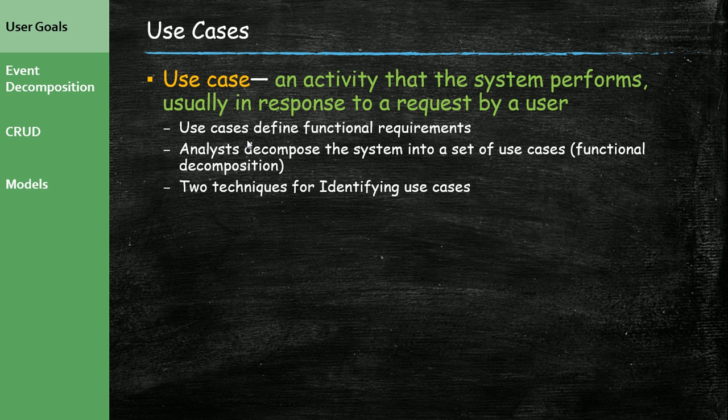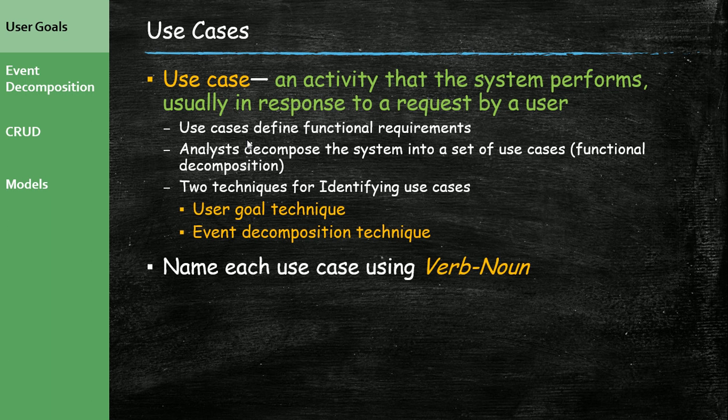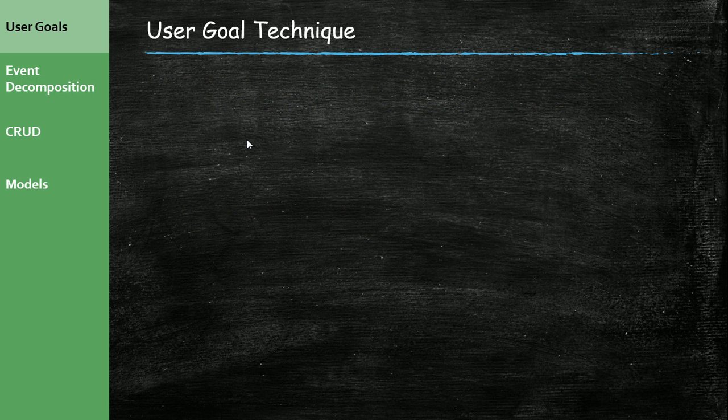We're going to talk about two techniques for decomposing the system into a set of use cases. Those two techniques are going to be the user goal technique and the event decomposition technique. The event decomposition technique is probably the more popular, the better way to do it, but we'll talk about user goal as well, which works for smaller projects. As you create these use cases, we're going to use a verb-noun label. I'll talk more about that in just a second. But first, let's talk about the user goal technique, which is the first technique, which is not very comprehensive, but I think it's good for us to talk about it.